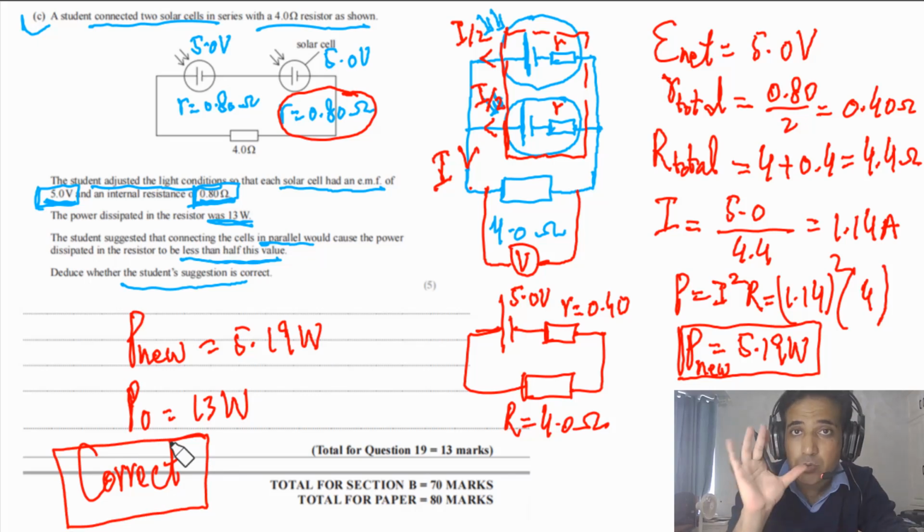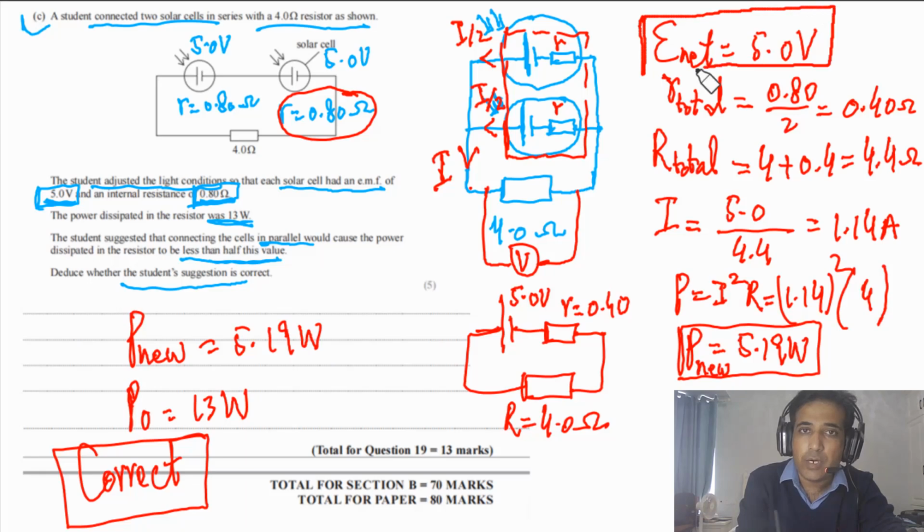The main concept is you need to understand, when the cells are connected in parallel, what is the net EMF? The net EMF is equal to the EMF of one cell, because across this resistor we have each cell connected. So the net EMF in the circuit is 5 volts. And what is the total internal resistance as they are connected in parallel? The resistance will be divided by 2 because they are identical: resistance divided by the number of resistors. You can also use the 1 by R formula, and your result will be the same.